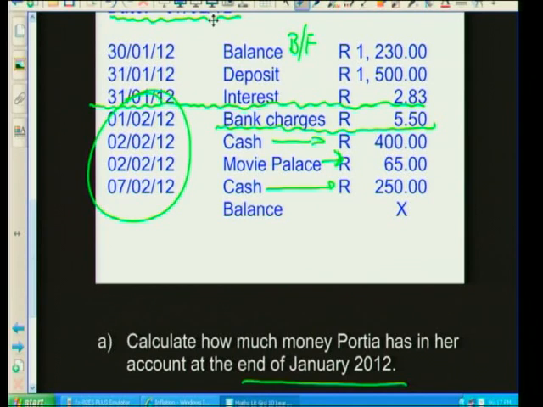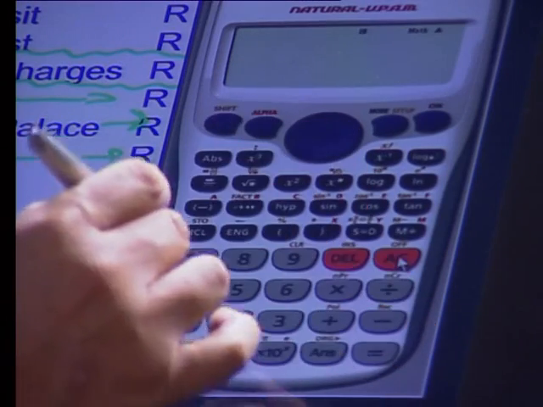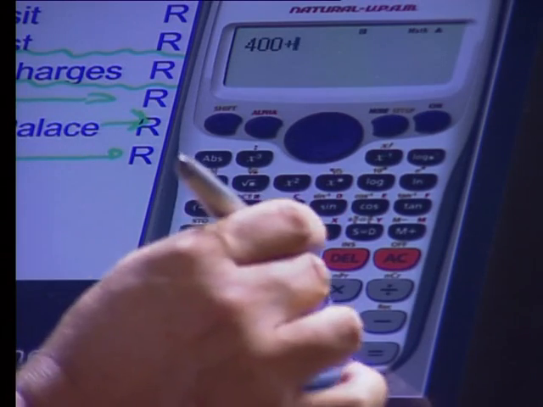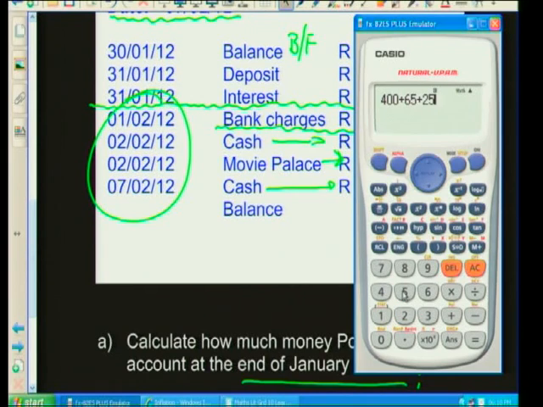I'm going to take it out in a different color here. She just spent 400 Rand, 65 Rand, and 250 Rand. She never spent that 5.50 Rand. So let's do that. Out comes our calculator, and we're going to say, right, first thing, she spent 400 Rand plus 65 Rand plus 250 Rand. She spent a total of 715 Rand.